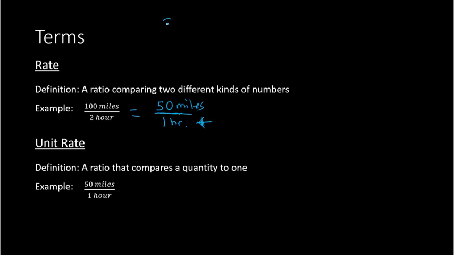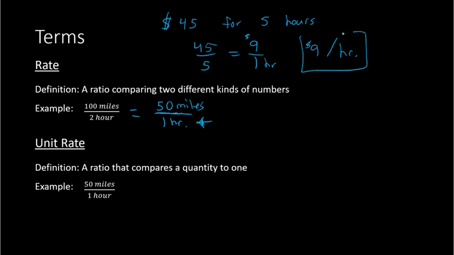Another example could be, let's say you got paid $45 for 5 hours of work. So the rate is $45 for 5 hours, 45 to 5. You might want to write this as something to 1. So what are you making in 1 hour? Well, if we do 45 divided by 5, that gives you 9. So the unit rate would be $9 for 1 hour. So $9 per hour would be the unit rate.